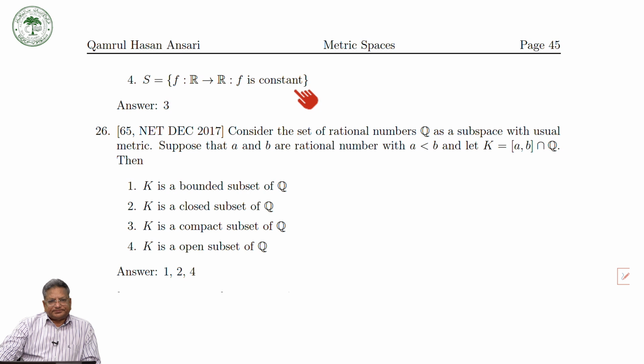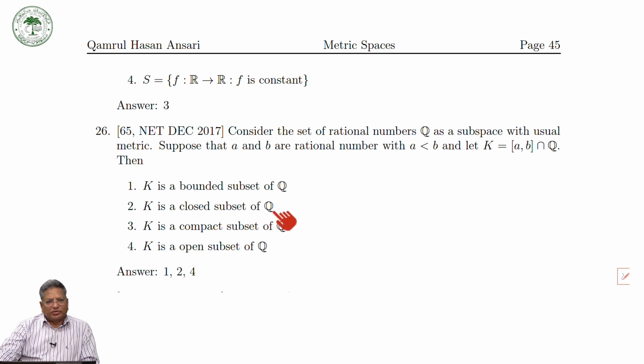Okay, then the next question is: consider the set of rational numbers Q as a subspace with the usual metric. Suppose that A and B are rational numbers with A less than B, and let K be the intersection of Q with the closed interval AB. It means that K is the set of all rational numbers in the closed interval AB. Then K is a bounded subset of Q? Yes, it is bounded because it is bounded by A and B.